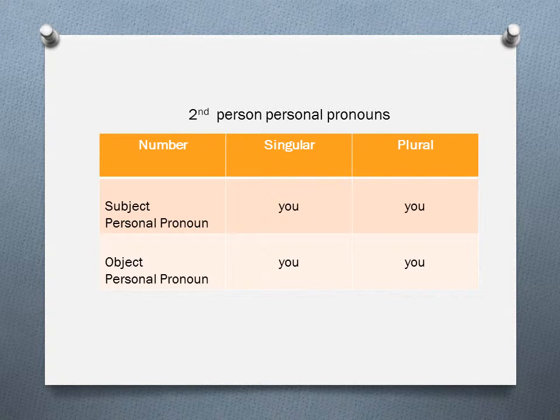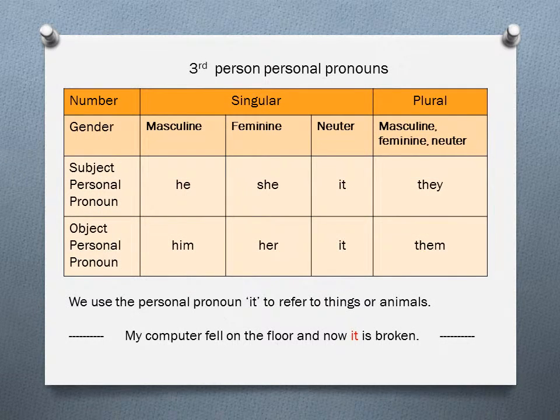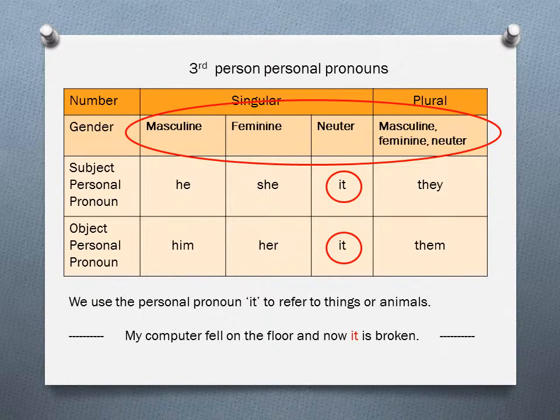In the second person, we use the personal pronoun you for both singular and plural number, as well as the subject and object form. In the third person, we make a distinction not only in number and form, but also in gender. If the number is singular, we have the masculine personal pronouns he and him, the feminine personal pronouns she and her, and the neuter personal pronoun it.